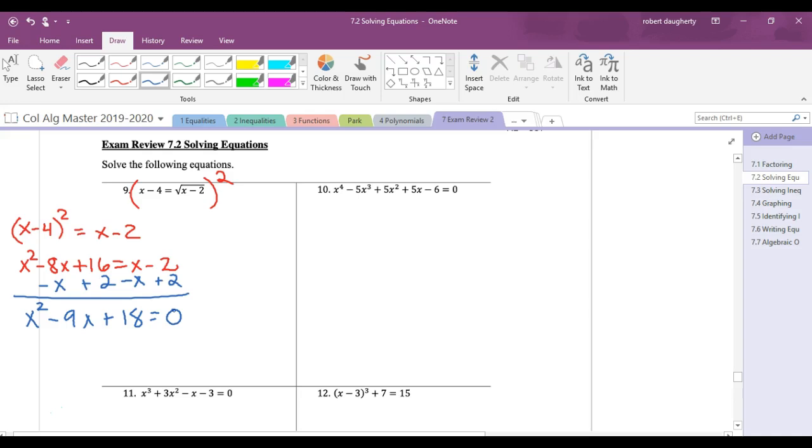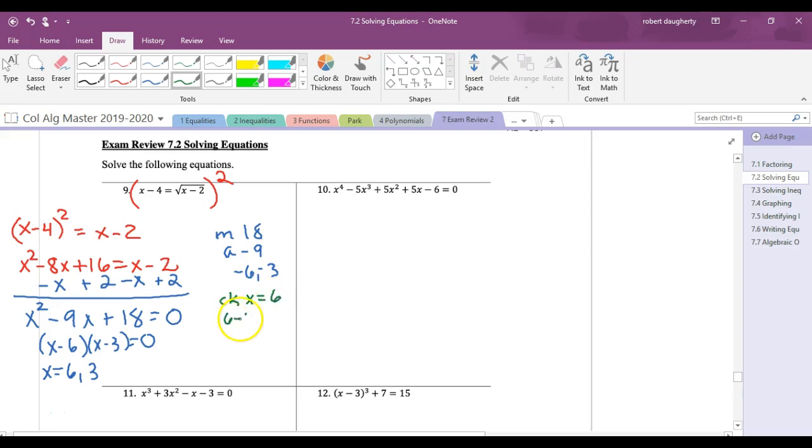I'm looking for two numbers that multiply to 18 and add to negative 9. Okay, so multiply to 18, add to negative 9. Those numbers are negative 6 and negative 3. So this is x minus 6, x minus 3 equals 0, which tells me x equals 6 or 3. Anytime you square both sides of an equation and you get two numbers, you need to check those numbers. So if I substitute both of these numbers in, let's check x equals 6.